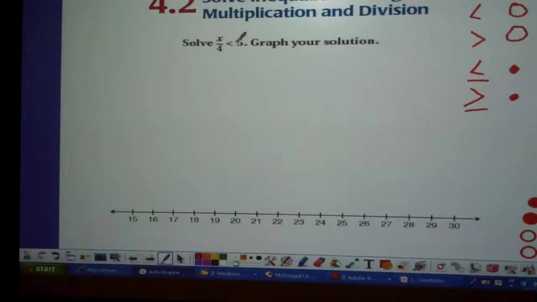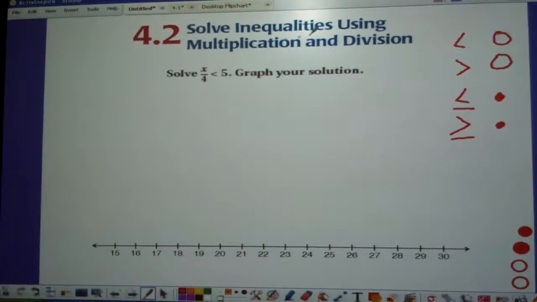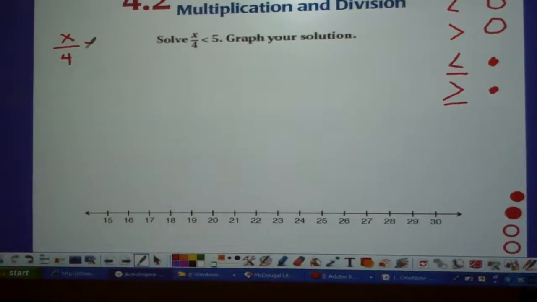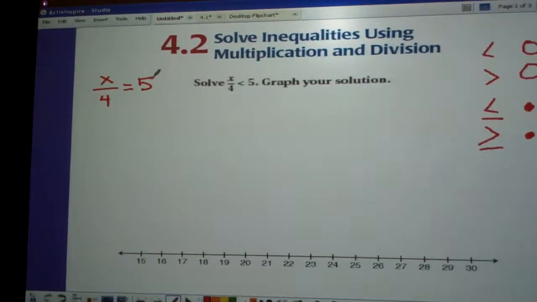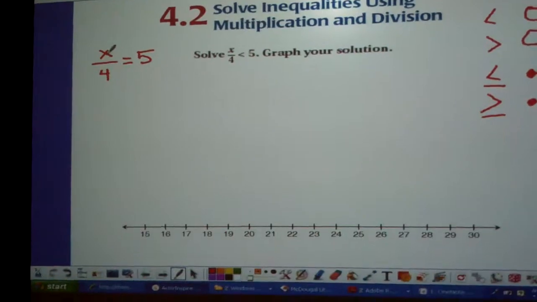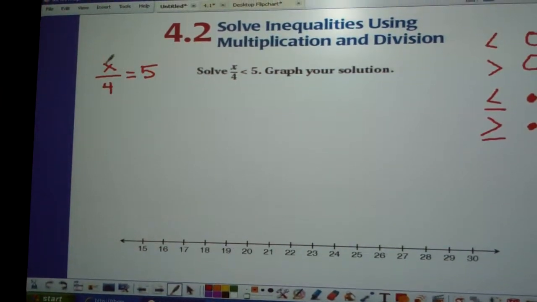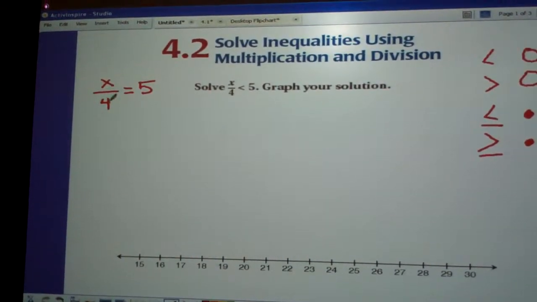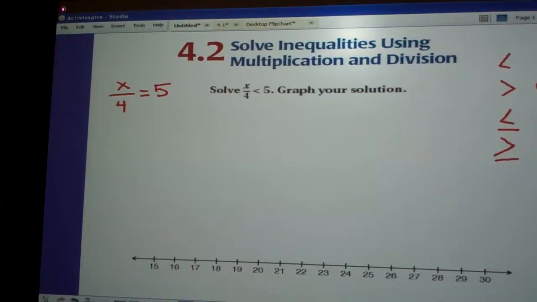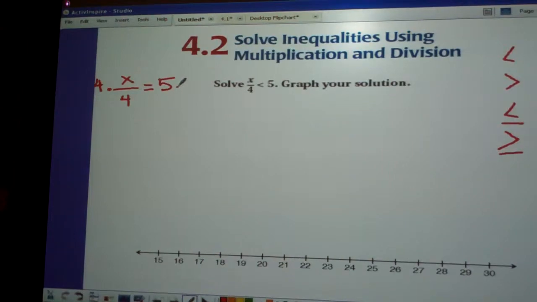Okay, looking at our inequality, remember back to when you solved equations using multiplication and division, you would have done x over 4 equals 5. And we talked about the relationship between the x and the 4: x was being divided by 4. In order to get x by itself, to isolate x, we have to do the inverse operation. Since x is being divided by 4, the inverse operation of division is multiplication.